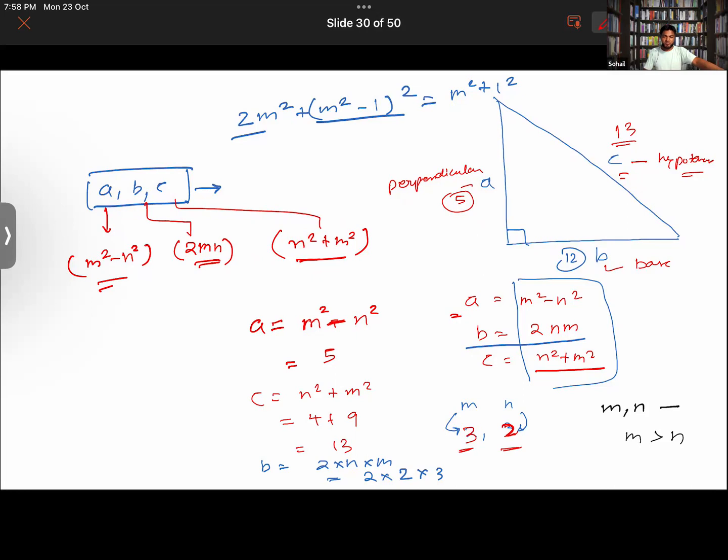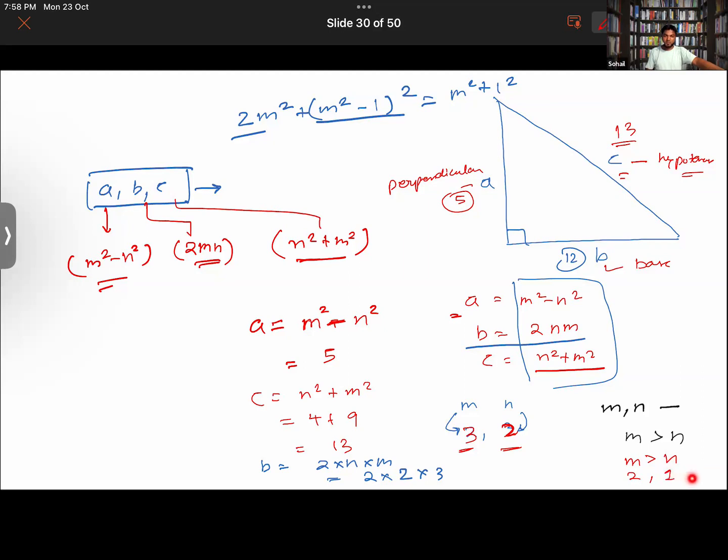In fact, you can find it yourself too. Just take any two random numbers, m and n. For example, in place of m we took 2, and in place of n we took 1. So you can start finding the Pythagorean triplets using the numbers 2 and 1. But remember, both have to be positive integers.